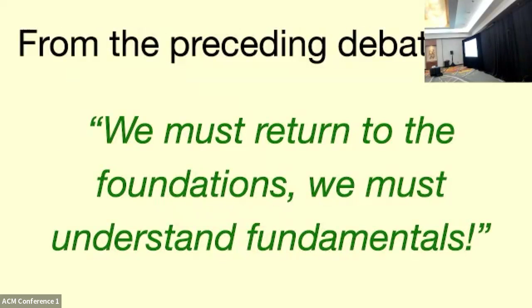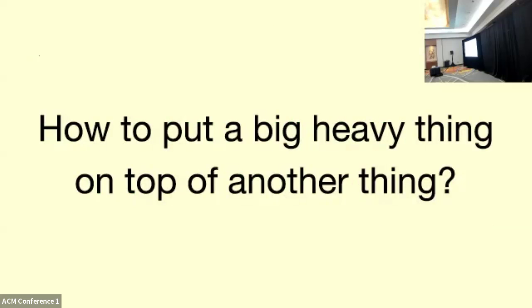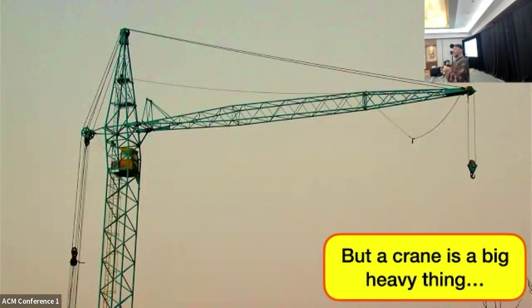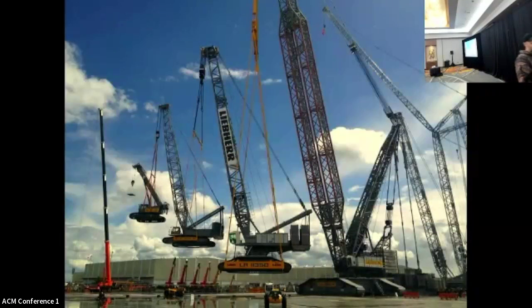So in the debate, we just heard this point that we must return to the foundations. We must understand the fundamentals. And that was really fortunate because the first question I wanted to ask you all is, how do we put a heavy thing on top of another thing? What do you use? There's a bunch of them across the street. I don't know if anybody saw them outside the hotel. Use a crane. That's exactly right. So this is pretty easy. Of course, it immediately begs the question, the crane itself is a big, heavy thing on top of another thing. But of course, we all know the answer to this. You just get a bigger crane.